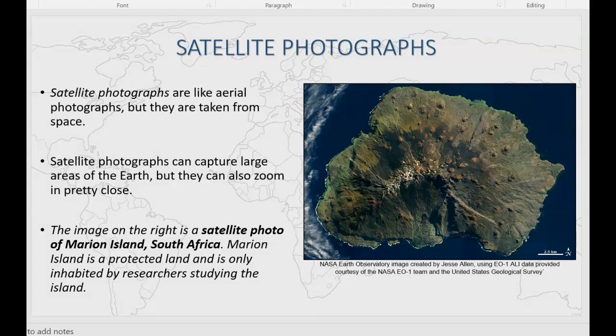Satellite photographs. Satellite photographs are very similar to aerial photographs, but they're from space. Satellites capture large areas of the Earth, or they can zoom in really close. This is a satellite photo of Marion Island, located in South Africa. This island is protected land, and the only people that live on the island are the researchers who are studying.